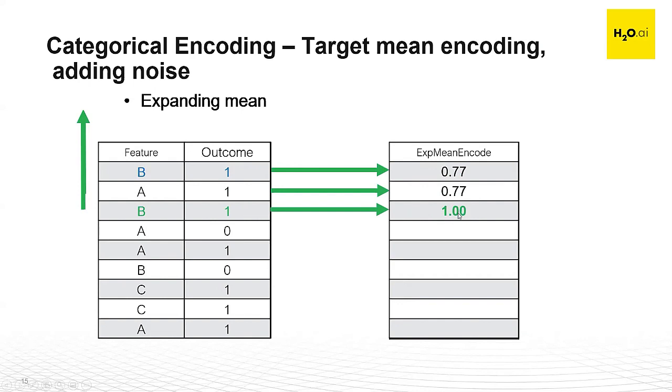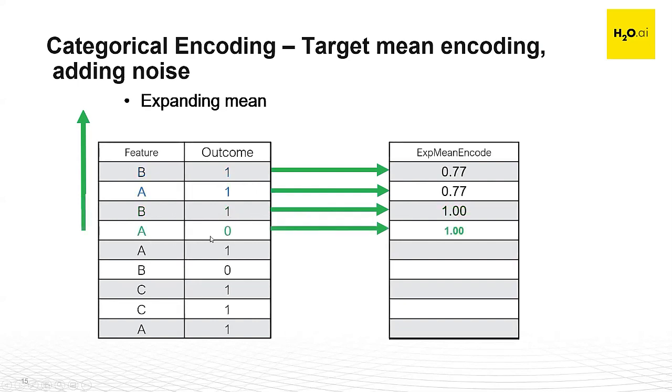You can even do some mixes here. In reality, this doesn't need to be just all the B values. You can still regularize with the total mean of the data set, like I showed you before. But just to follow this example, in this case, we don't use the total mean of the data set. Because this is the second B I encounter, I use the average of all previous Bs in regards to the target. And because I only had one value with the outcome of 1, the value is 1.